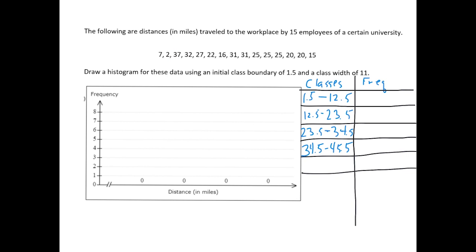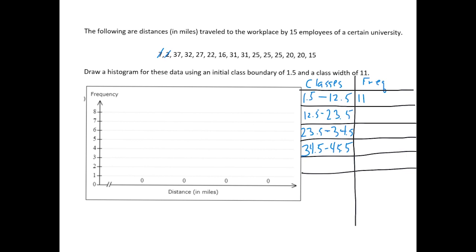To figure out what the frequencies are, I'm just going to make tick marks. Every time I see a number that is in a class, I'm going to cross it off and then put a little tick mark in the frequency. So I'm looking, first of all, between 1.5 and 12.5. How many numbers are in between 1.5 and 12.5? Well, there's one. There's another one. That's all. So I have 2 of them.